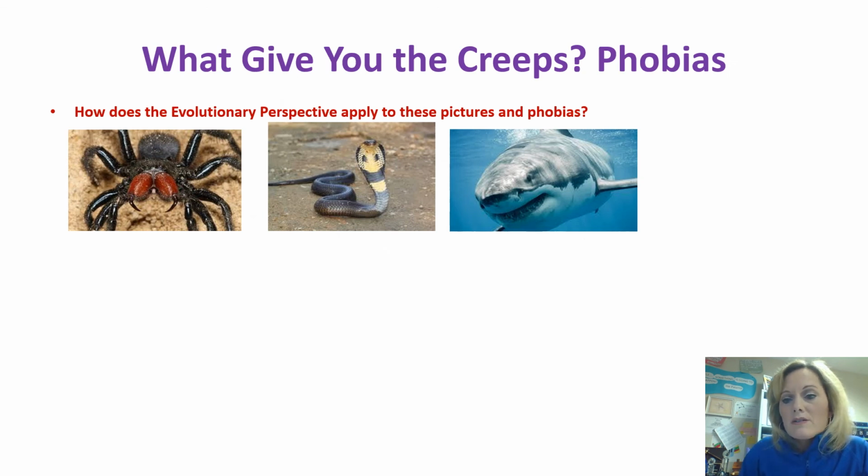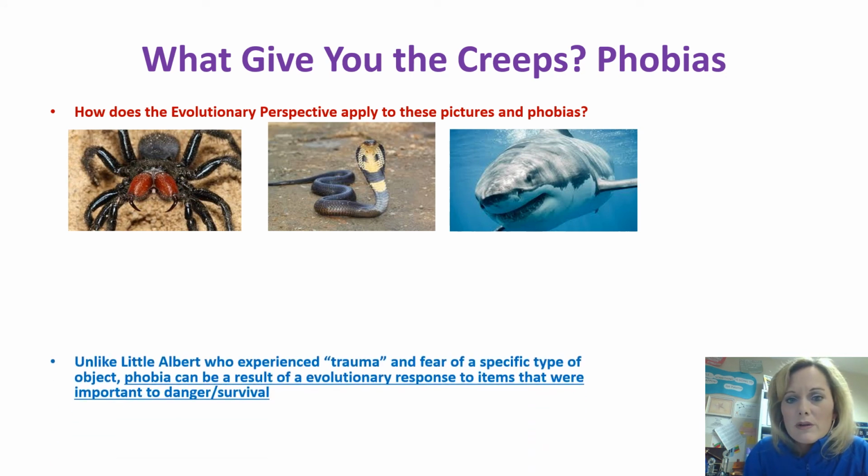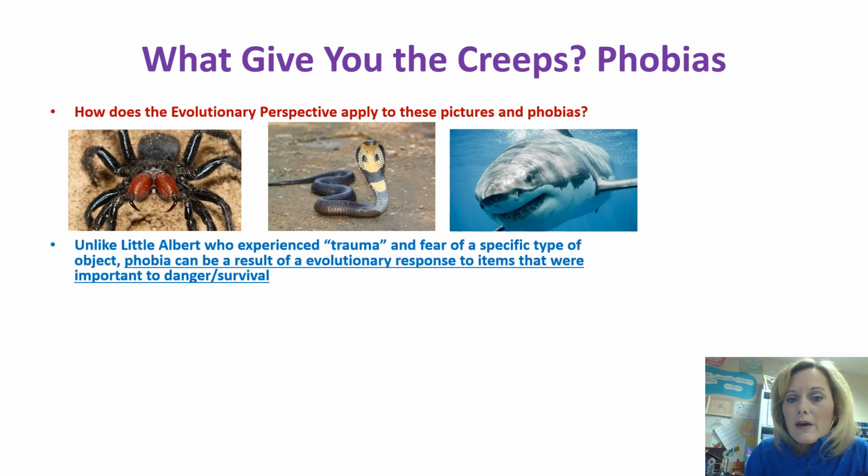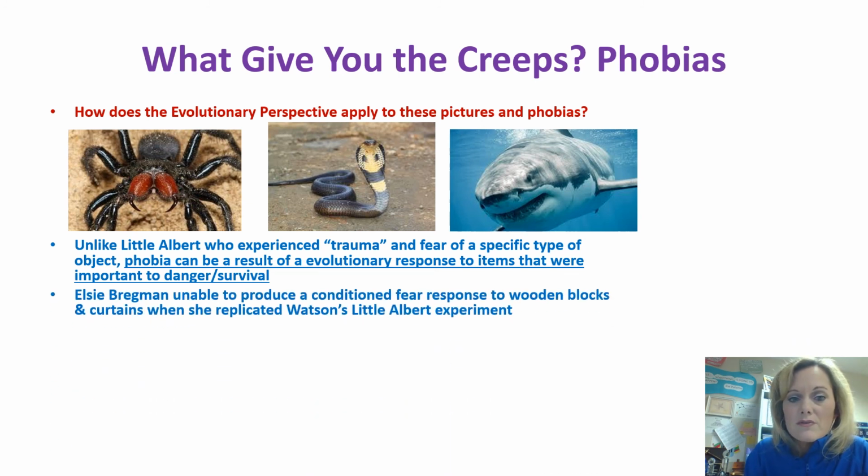Okay, and then just to end up here, what gives you the creeps? Phobias, okay? How does the evolutionary perspective apply to these pictures and phobias? What are some of the studies that they did with these things? Unlike little Albert, who experienced trauma and fear of a specific type of object, phobias can be the result of evolutionary things that are, again, like taste aversions, about protecting us from danger and for survival. Elsa Bregman was unable to do some things.